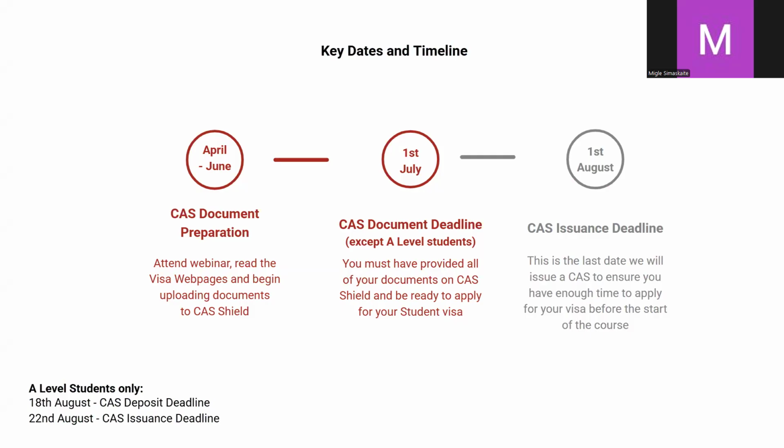Now, the 1st of August is our CAS issuance deadline. So this will be the last day that the visa compliance team will be issuing CASs, except for A-level students. This is set up so that we can ensure we have enough time to check your documents, issue your CAS, and that you have enough time to apply and obtain your student visa.